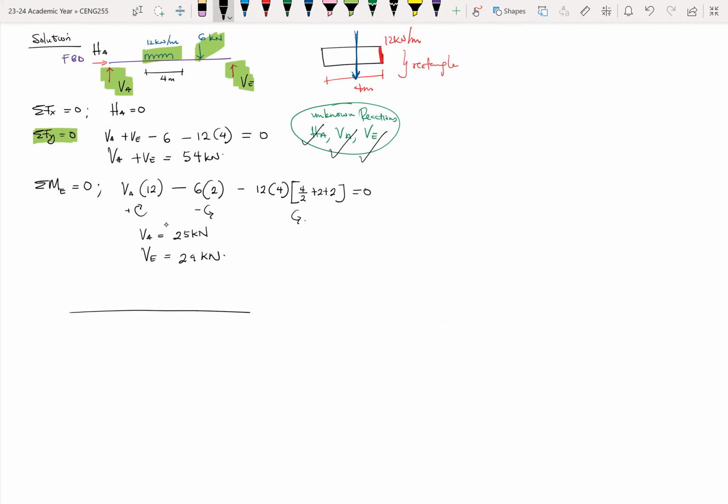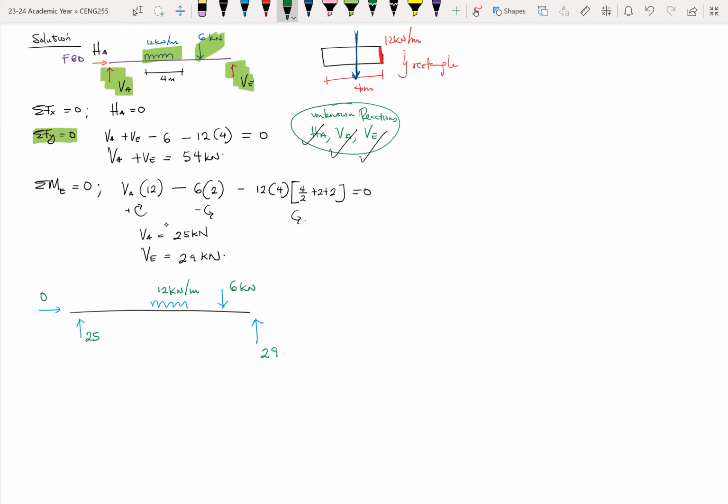Let's go back, draw our structure with the loads on them, and then these reactions now. Okay. So here's 25, this is 0, and this is 29, 6 kilonewtons, and then 12 kilonewtons per meter.